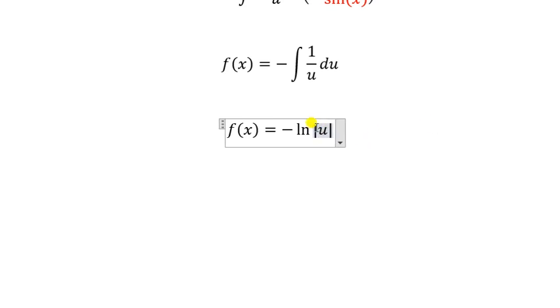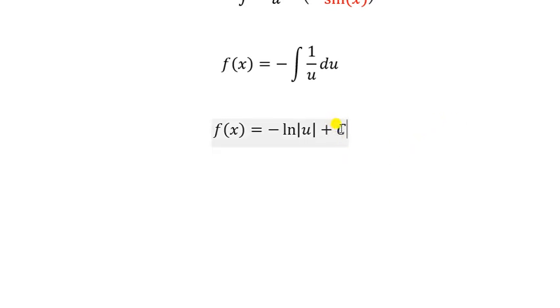Why do we use absolute value bars? Because this derivative is defined for both positive and negative numbers, but the natural logarithm isn't. So we use absolute value bars, so it is defined for all the values we have in our derivative. Okay, and really important, plus a constant c, right?